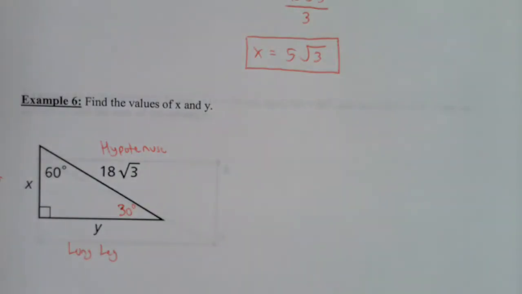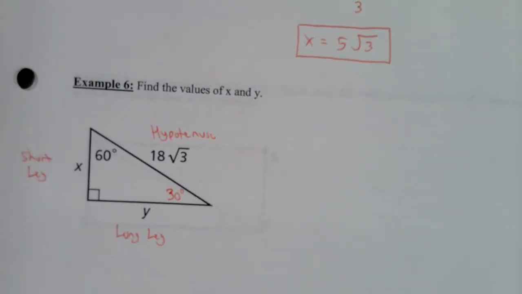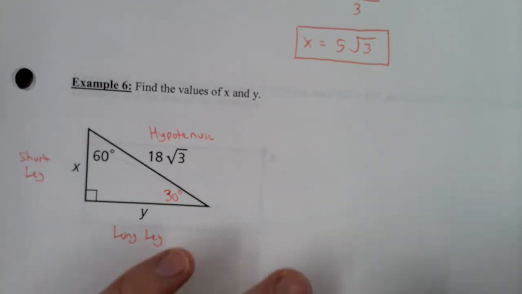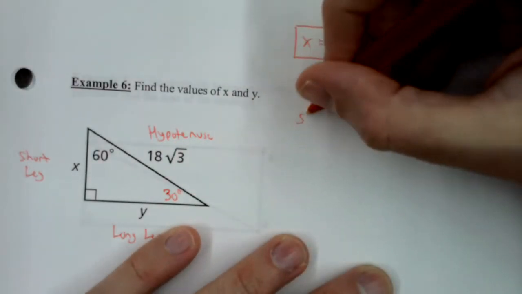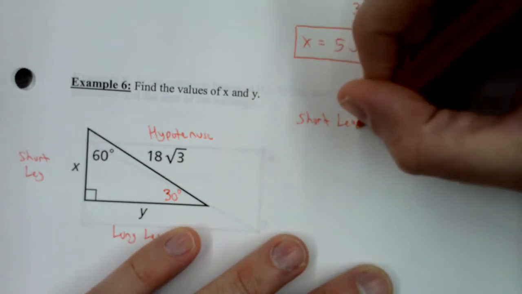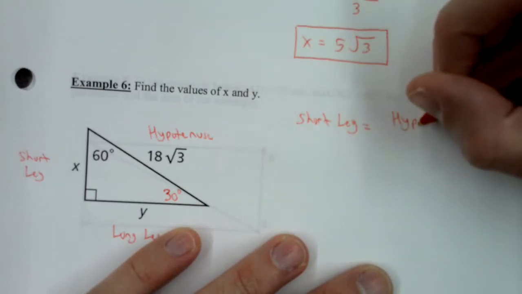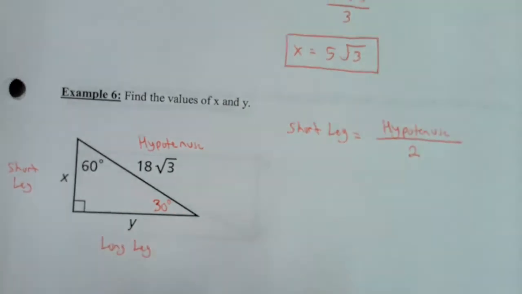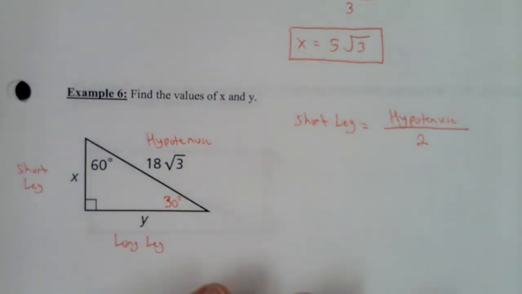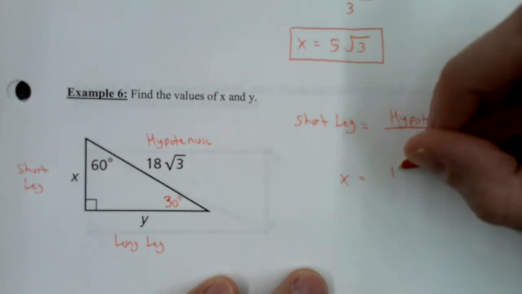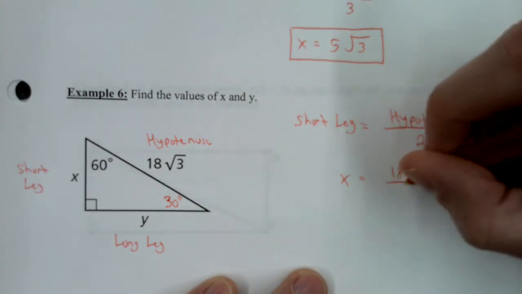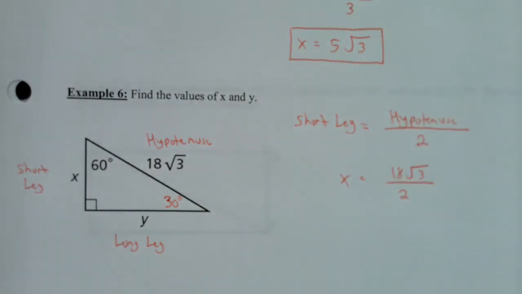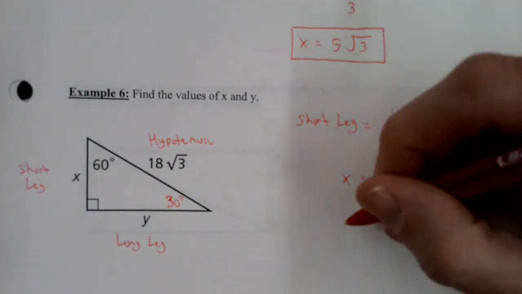So let's see. Let's think back to the page right before this. We are going to solve for the short leg X. I will use this formula from the page right before this. Short leg equals hypotenuse divided by 2. So X equals 18 square root of 3 divided by 2, which is simply 9 square root of 3.